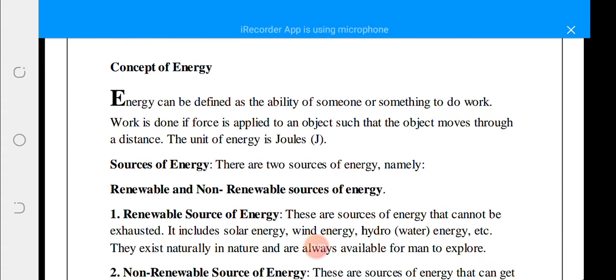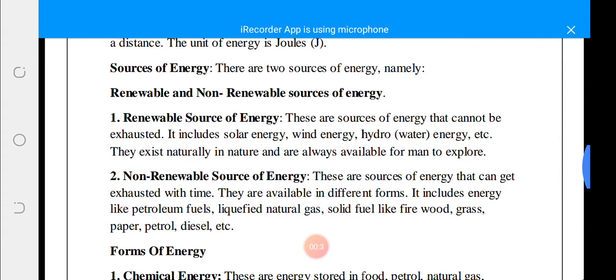So, we know already that energy is the ability to do work, and the energy unit is the joule. We know the two sources of energy: the renewable and the non-renewable sources of energy. Under the renewable sources, these are sources of energy that cannot be exhausted. Example, solar energy, that is energy from the sun. You can't exhaust it. The wind energy too, it can't be exhausted. The hydro energy, that is water energy, also cannot be exhausted. They exist naturally in nature and are always available for man to explore. So they are called renewable sources of energy.